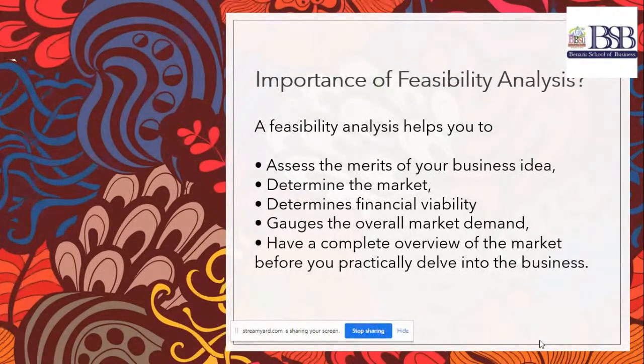Importance of feasibility. Somehow we have actually studied about it. We know why it is so important, because if it is not conducted, a business usually ends up in failure or much distraction. It takes a longer period of time for the business to sustain and create its proper establishment in the market.